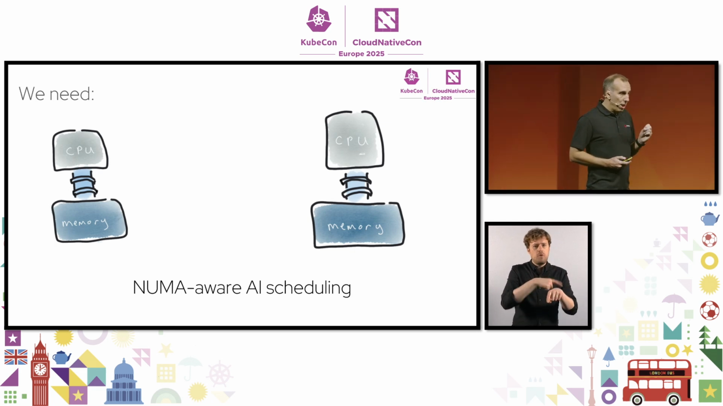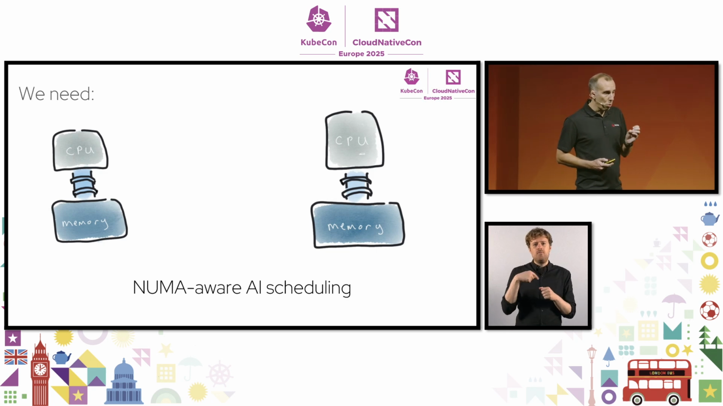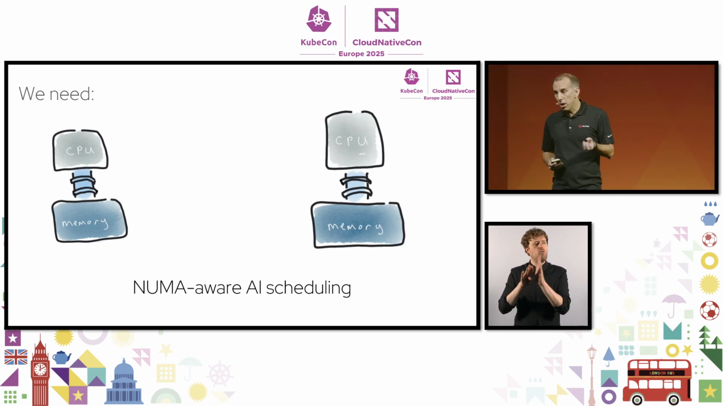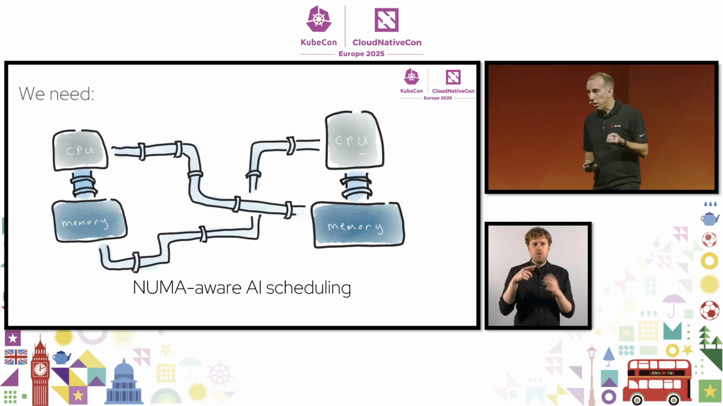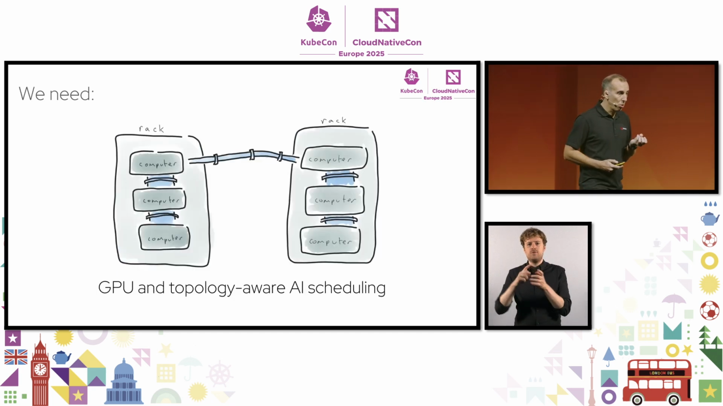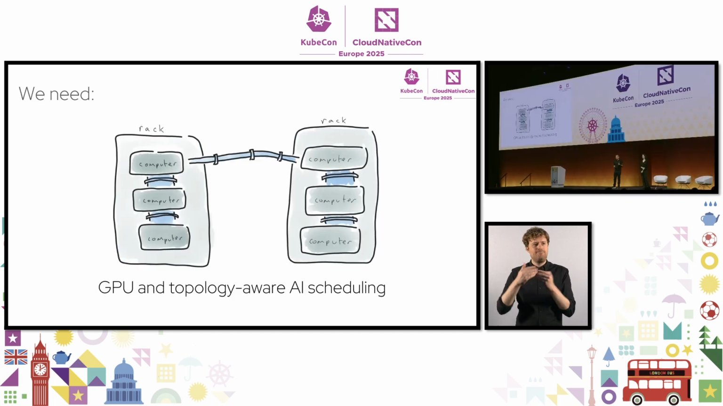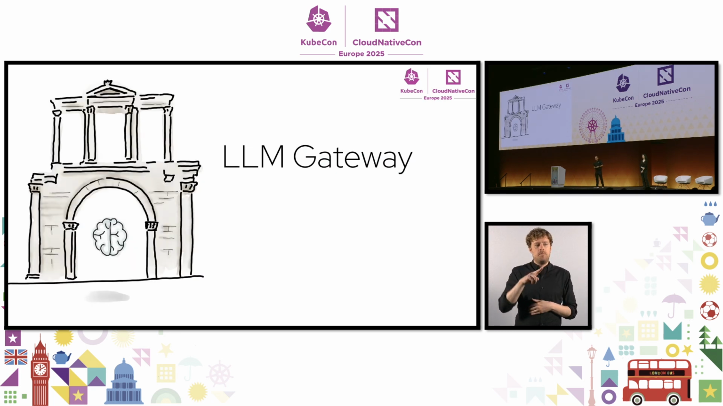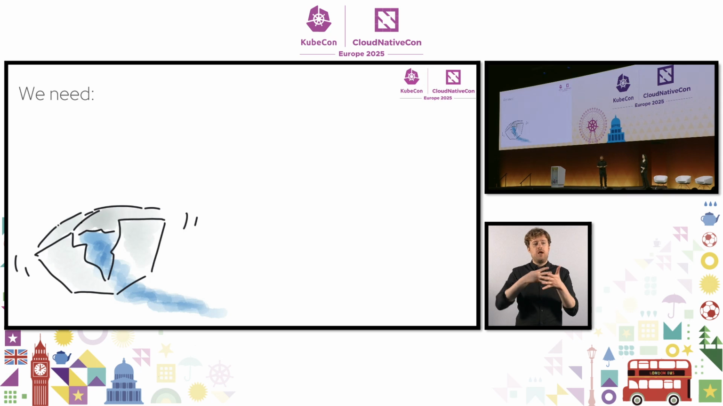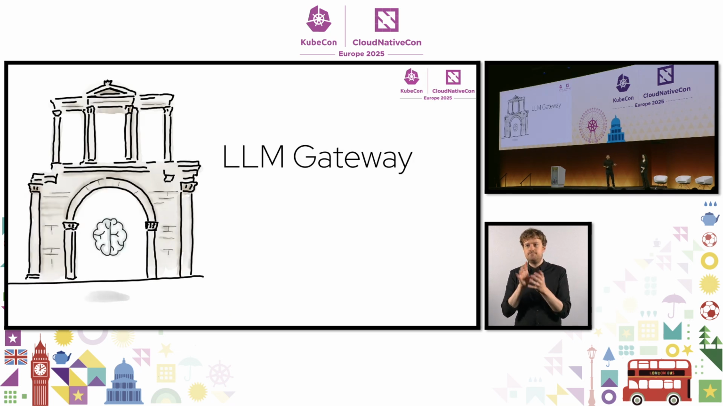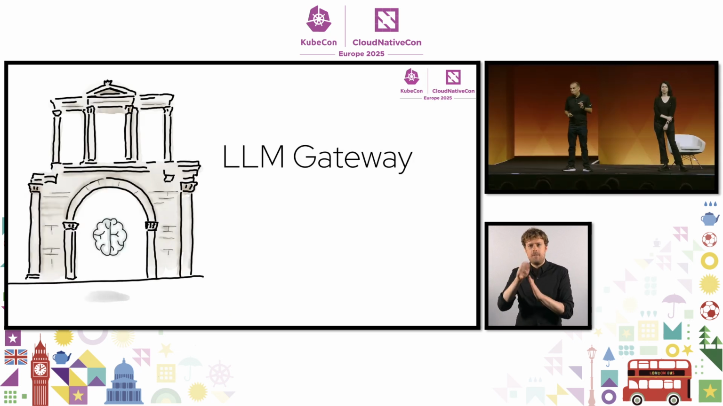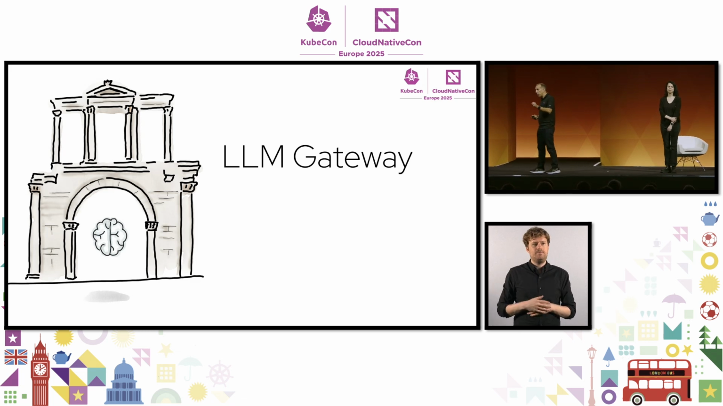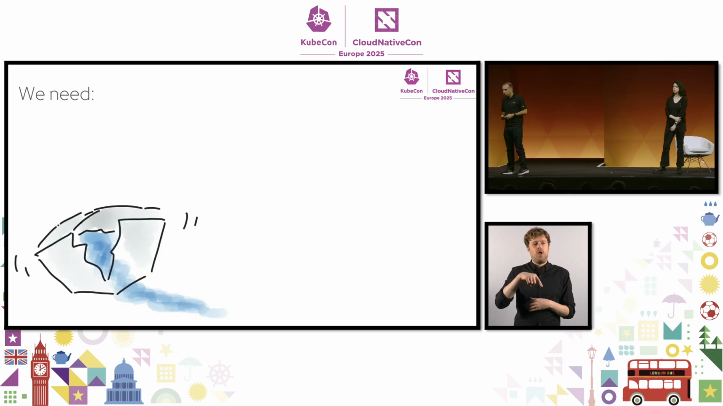AI workloads are very intensive in terms of memory and compute consumption. So we can leverage NUMA-aware AI scheduling to deal with the memory aspects. We can also use GPU and topology-aware AI scheduling to make sure that we use our compute and our access to accelerators better. We also have LLM Gateway that will provide us with an efficient way to route inference requests to those very high-consuming large language models that we are all trying to use.